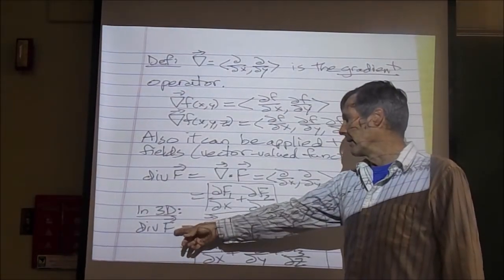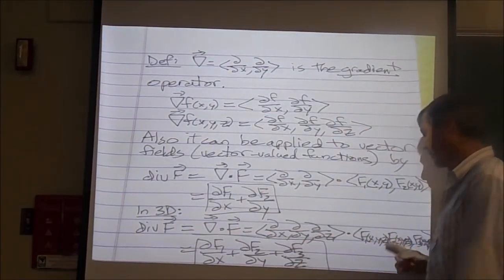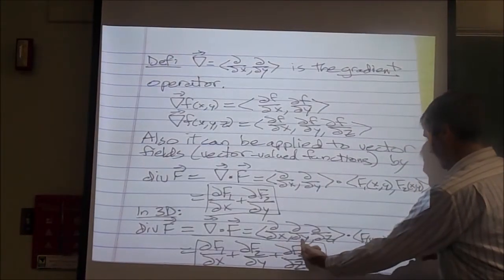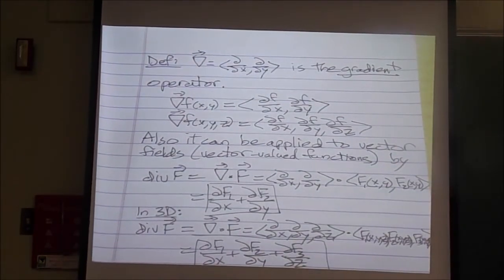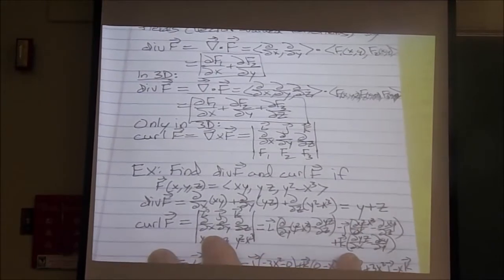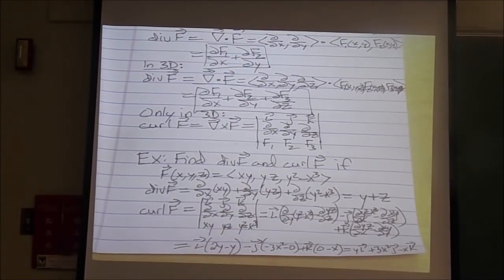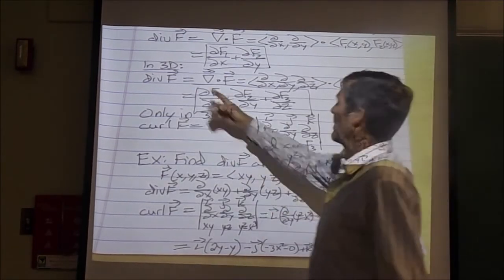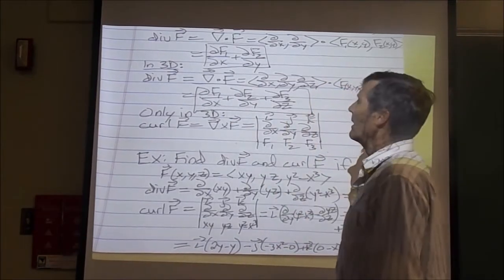How about the divergence of f in 3 dimensions? You take del dot f just with 3 components. df1 dx plus df2 dy plus df3 dz, just following the expected notation of the dot product. All right. So you can take the divergence of a vector field and get a scalar field, just a function.